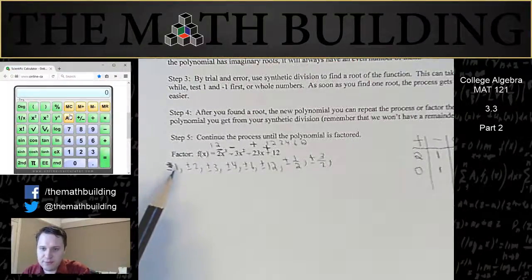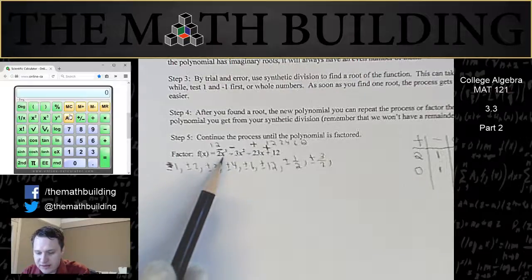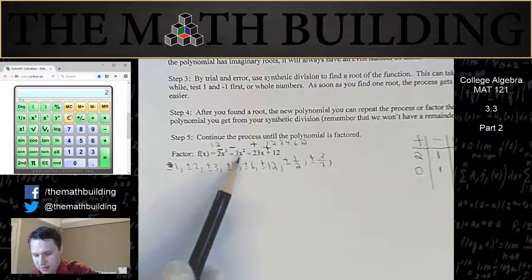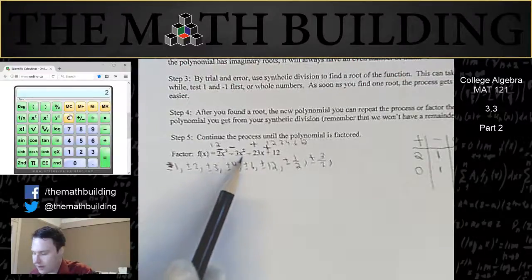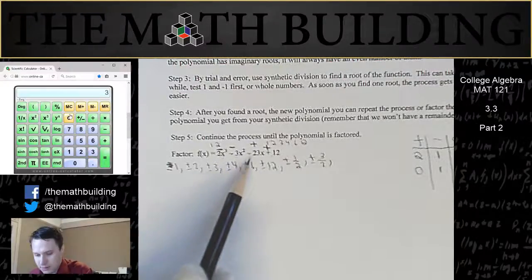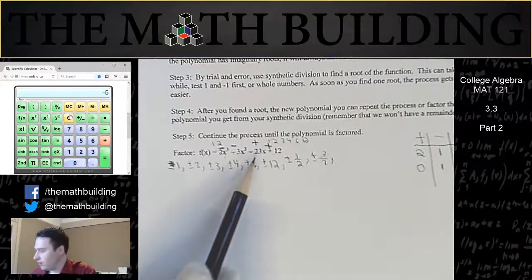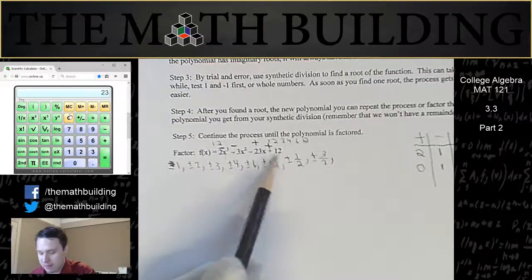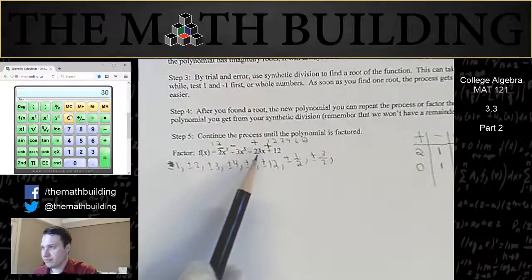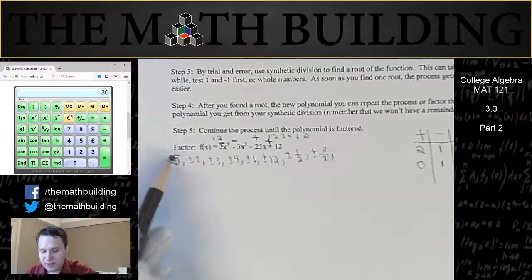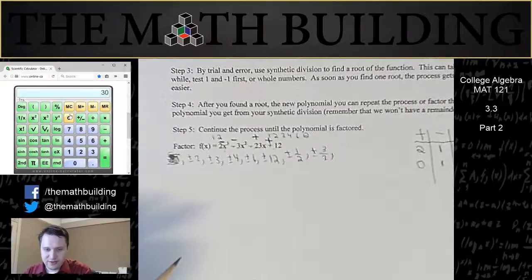Let's try negative 1. If I plugged in negative 1 here, I'd get negative 2. This would stay negative, so it would be minus 3. This would become positive because it's a negative here, so that would be plus 23 plus 12. And we get a number that's not equal to 0, so 1 is completely out now. Darn it. So let's keep going.